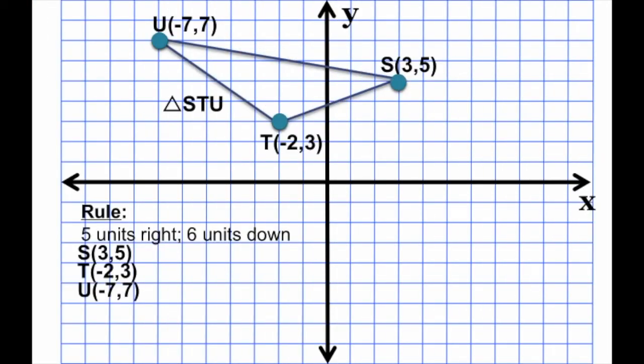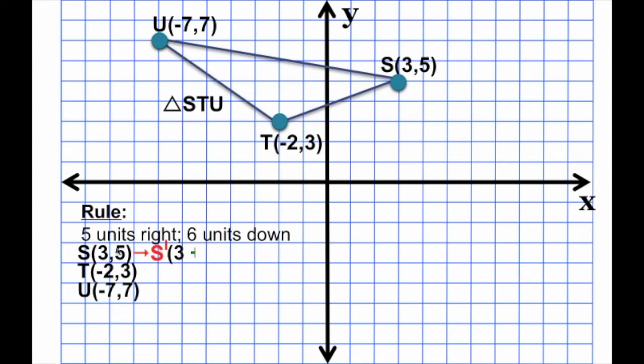So here we have our figure STU. Our rule is to go 5 units to the right and 6 units down. So because we're going 5 units to the right, we're going to add 5 to each of our x coordinates. And because we're going 6 units down, we're going to subtract 6 units from each of our y coordinates.